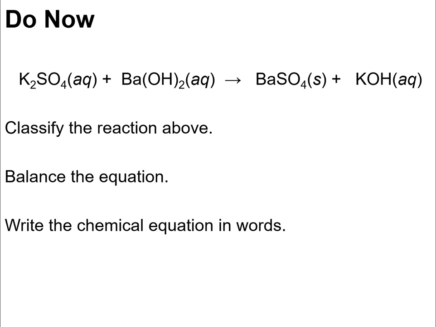So to classify this reaction, what we see going on here is we've got two aqueous solutions. Those are our reactants. As products, we've got something that's insoluble, and we've got a new aqueous solution. Anytime you mix two aqueous solutions and you get something insoluble plus a new aqueous solution, that's a double replacement.